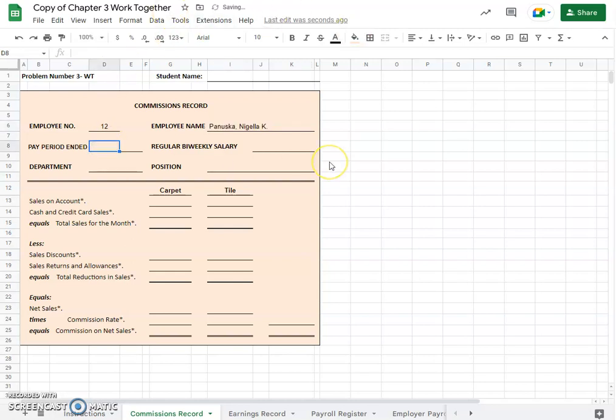And I believe it told us the payroll ended July 3rd. And I'm just going to fill it in as of this year when I'm making the video. Her biweekly salary was $1,200. And she was part of the carpet department, and I believe she was the manager, or the department manager. There we go.